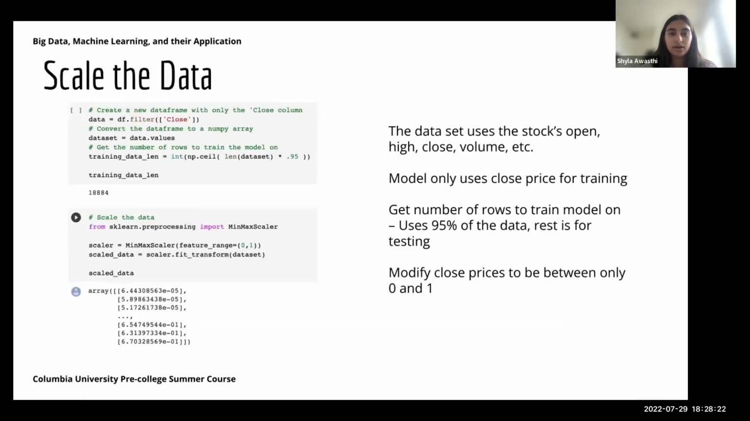And then we scaled the data. So the data set uses the stock's open, high, close, volume. And in the first line, we're making it so that the model uses only close price for training. And then we got the number of rows to train the model on. And we used 95% of that data, and the rest was used for testing. And then in the second block of code, we basically modified the close prices to be only between 0 and 1. So the model will only deal with smaller numbers.